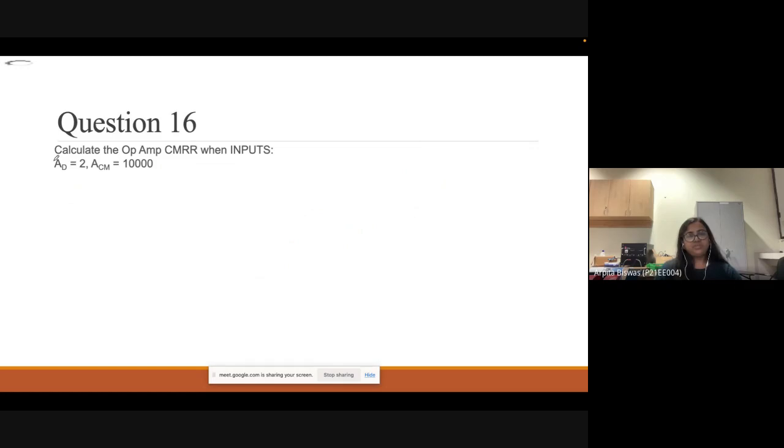So this is question number 16. Calculate the op-amp CMRR when AD equals 2 and ACM is 10,000. And you have to find it in terms of dB.